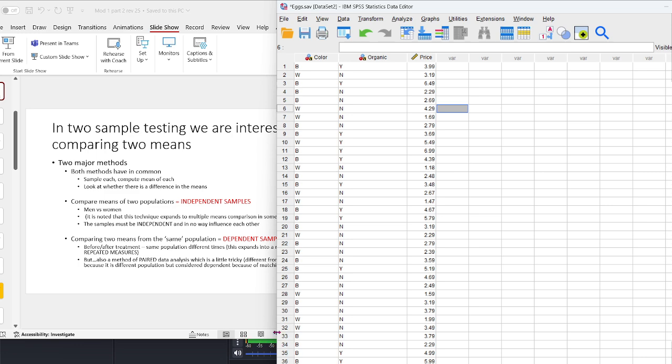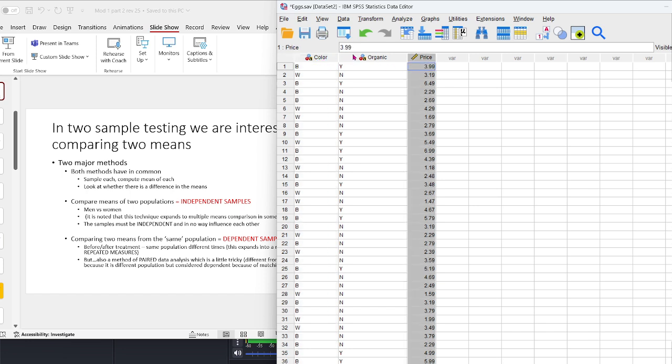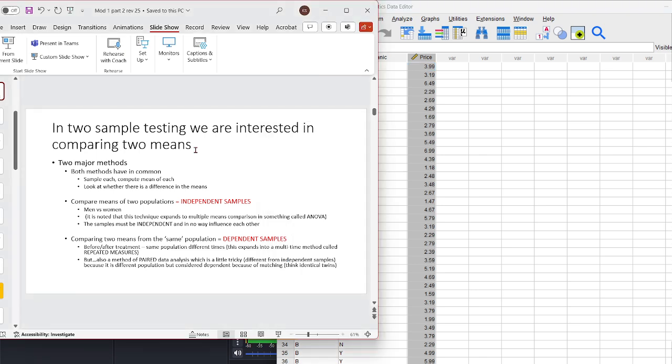But it's data on brown versus white and organic versus non-organic. Right now at this level, we are only going to work with color and organic individually, not a combination. We could actually do that with ANOVA or something, but we're not going to do that right now. So I recorded the price of a dozen eggs and the color and whether they were organic or not. So we are looking at independent samples. That would be the brown versus white or the organic versus inorganic.